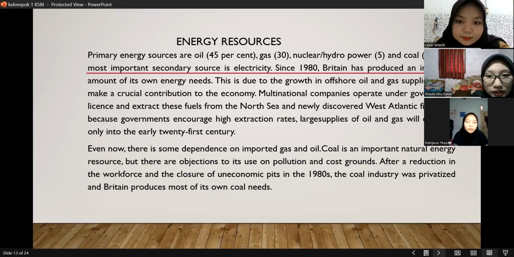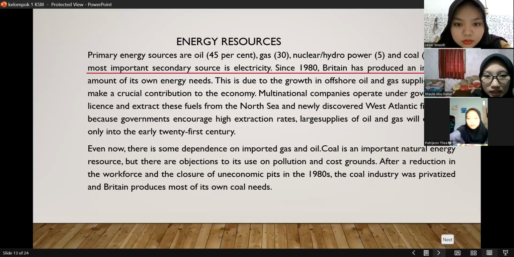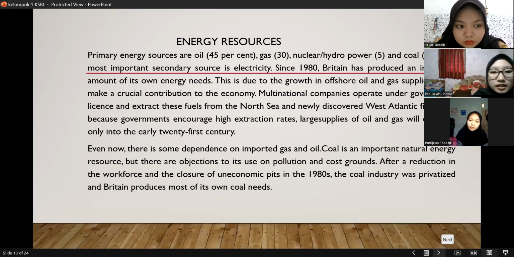Multinational companies operate under government license and extract this oil from the North Sea and the newly discovered West Atlantic field. But because governments urge high extraction rates, the supply of oil and gas will continue only into the early 21st century. Even though there is some dependence on imported gas and oil, coal is an important natural energy resource, but there are objections to its use on pollution and health grounds.